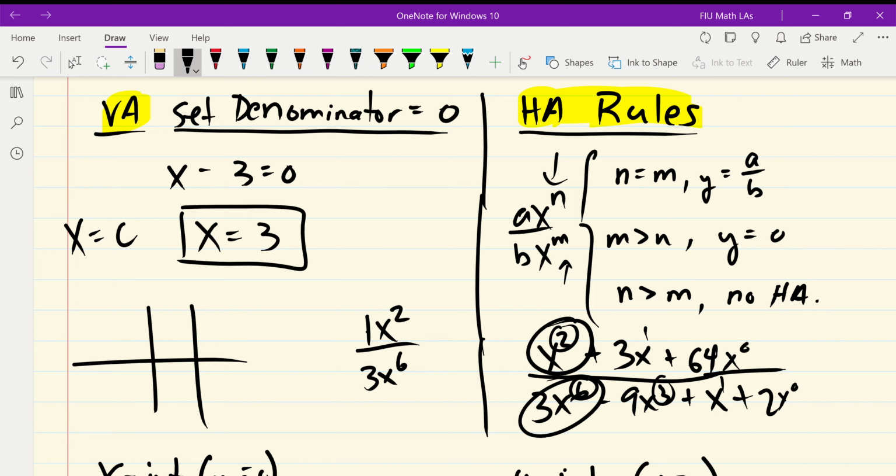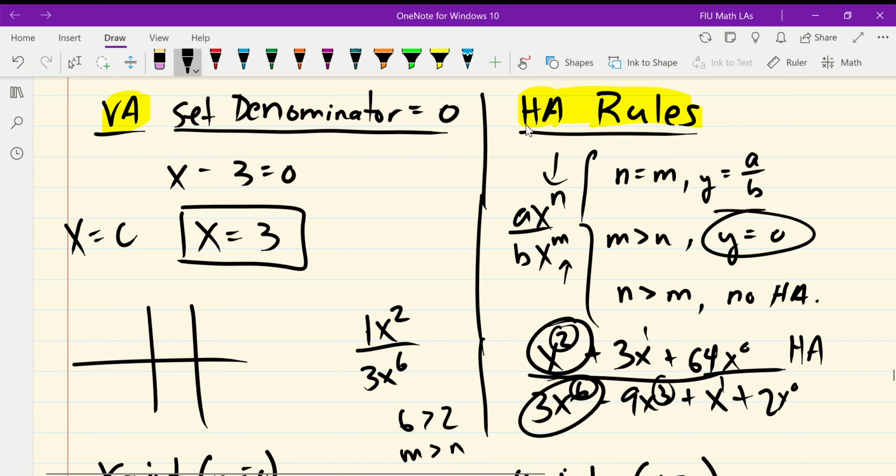We'll notice that n is going to be less than m, or the bottom is bigger than the top. So if 6 is in fact greater than 2, then I know that m is greater than n. If m is greater than n, I get this particular case scenario. So I know my horizontal asymptote for this one is going to be y equals 0.